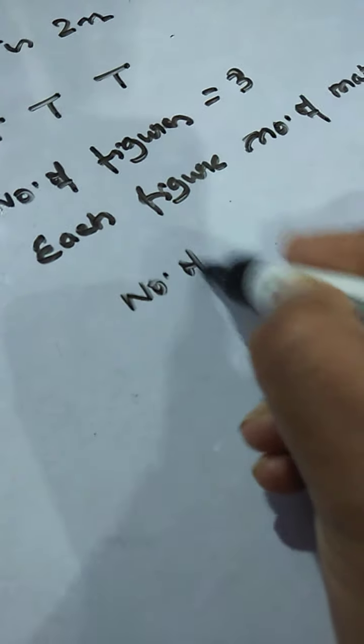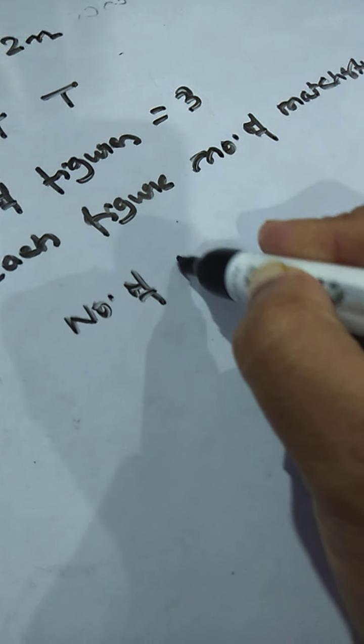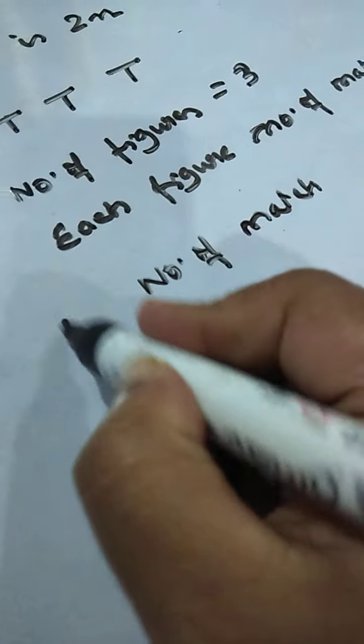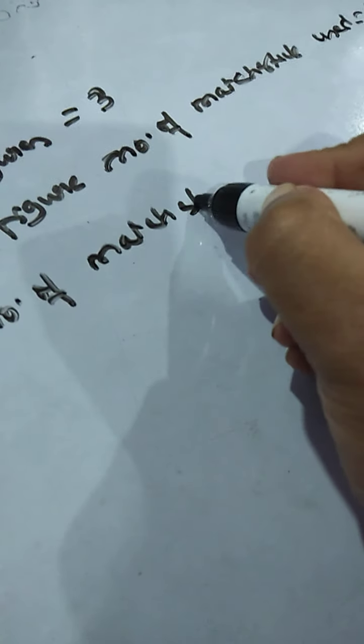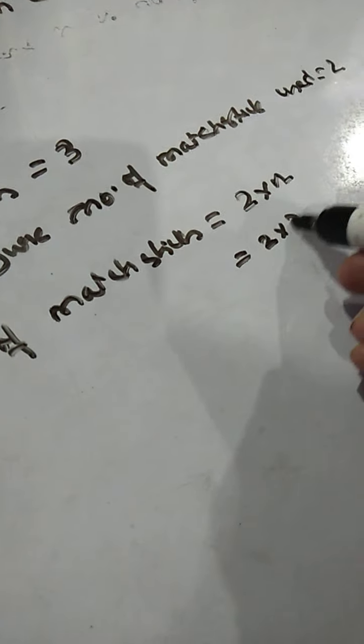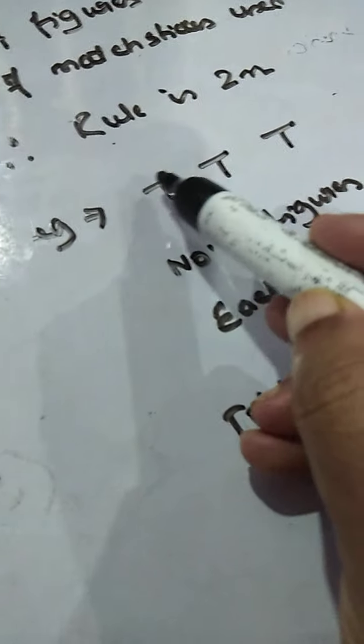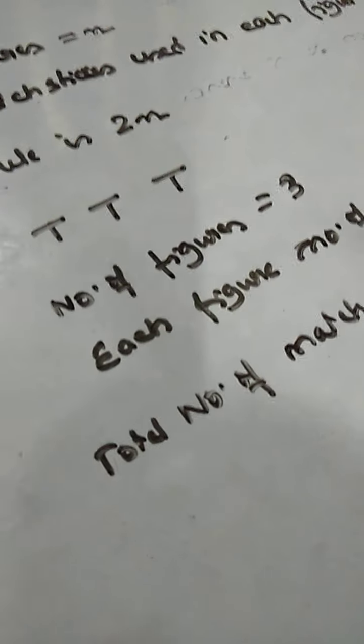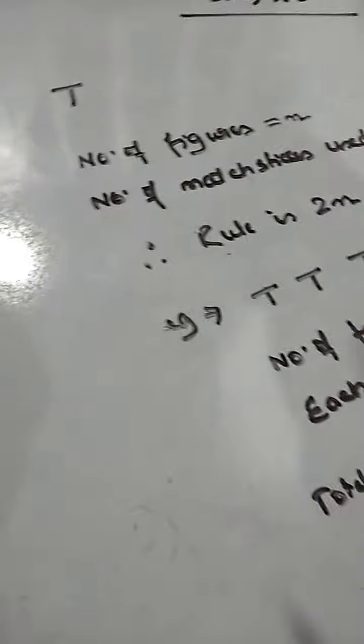Now, if you have to find out how many matchsticks there are, what will we do? The total number of matchsticks would be equal to what? 3 into 2, that is 2 into n. Now n is what? 3, because n represents the number of figures. So 2 into 3, that is 6. Let us count it: 1, 2, 3, 4, 5, 6. So if we use this pattern, then no matter how many T's there are, we can easily get the number of matchsticks. Okay, so this is all about part A of question number 1.